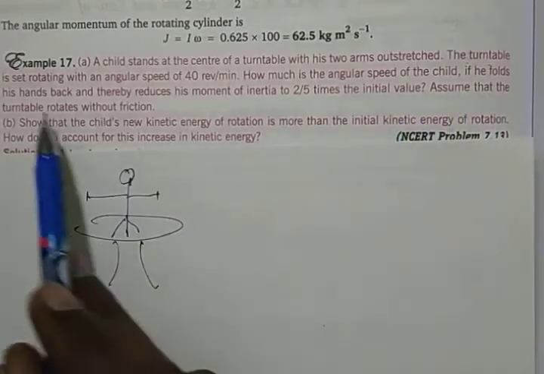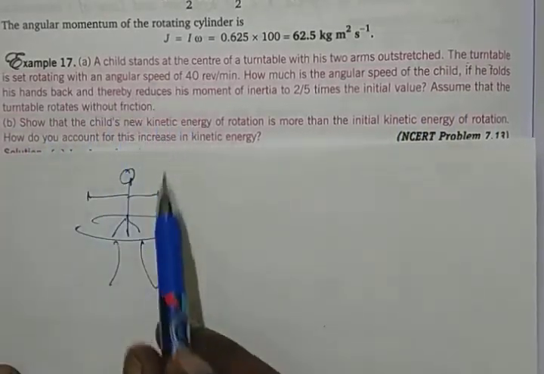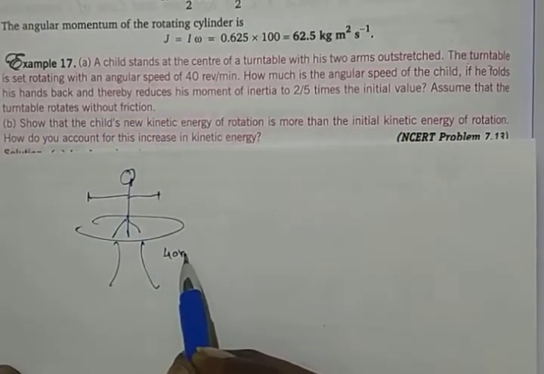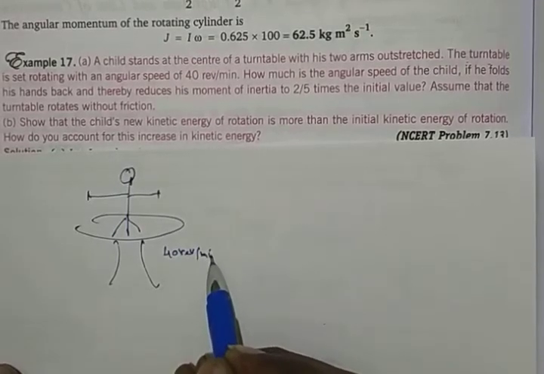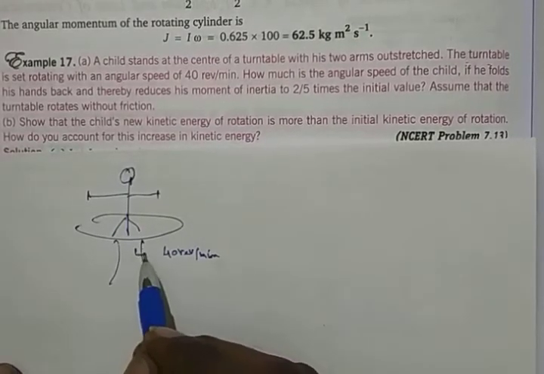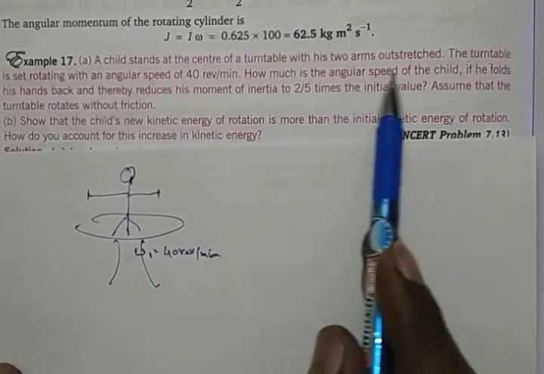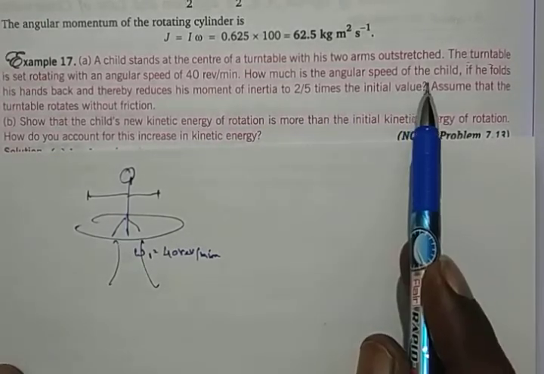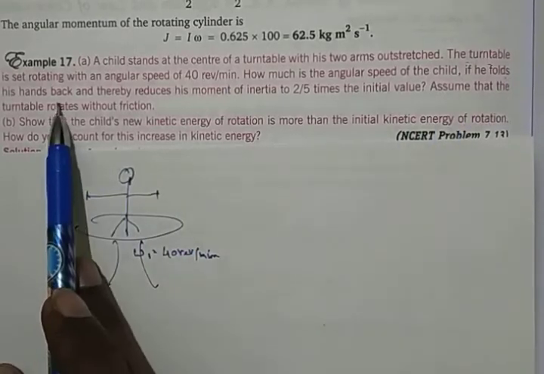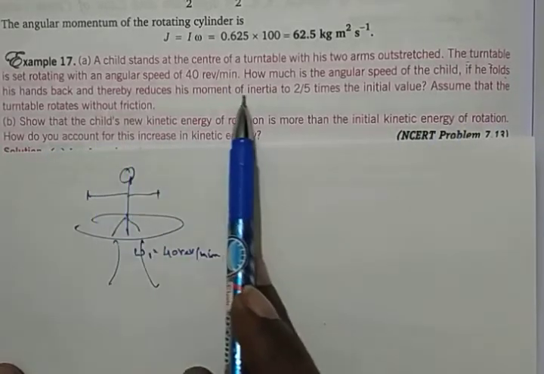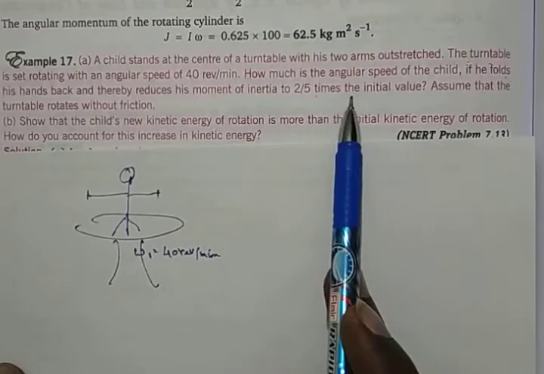The turntable is set to rotate with an angular speed of 40 revolutions per minute. So you can write it as omega 1. How much is the angular speed of the child if he folds his hands back and thereby reduces the moment of inertia to 2/5 times the initial value?